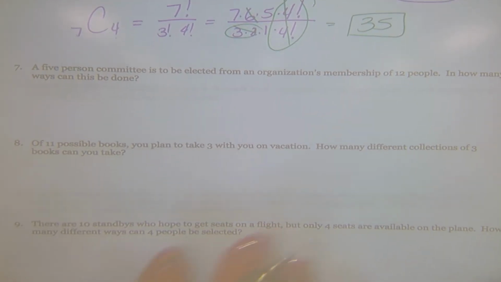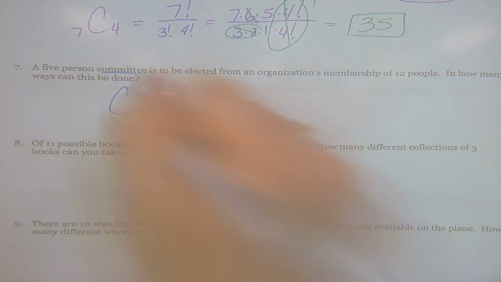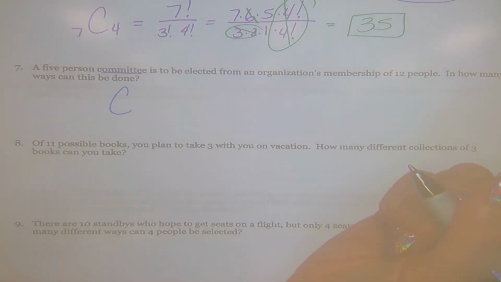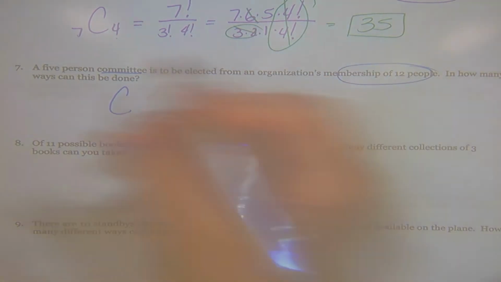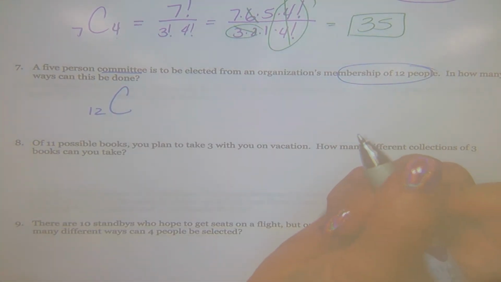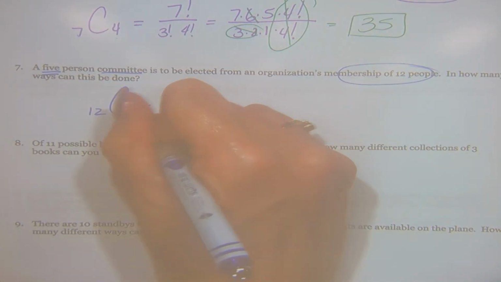All right, number 7. A 5-person committee is selected from an organization's membership of 12 people. How many ways can I do that? Committee, order doesn't matter. You all have the same job. Order doesn't matter, tells me it's a combination. How many people are in the group I'm choosing from? Well, the membership is 12 people, and from those 12 people, I'm picking 5.